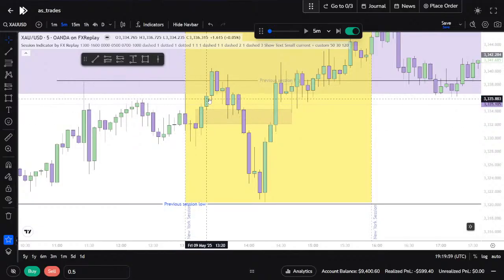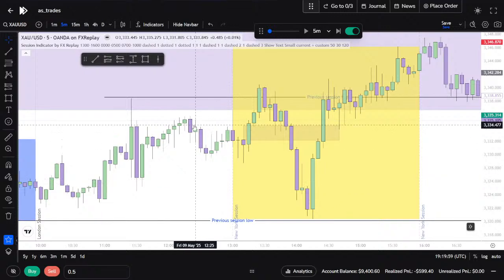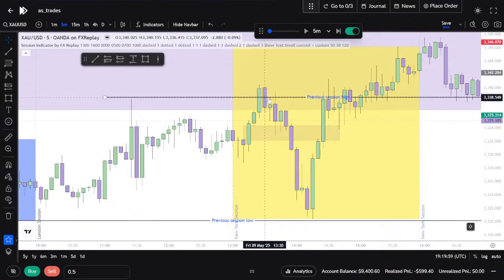I monitored, I watched it. The original game plan was to wait for price to hit some sort of liquidity and look for a reversal. That's exactly what it did. It dipped down first, but then went and took out the previous session high, and then it started to go back down. And I saw this fair value gap.